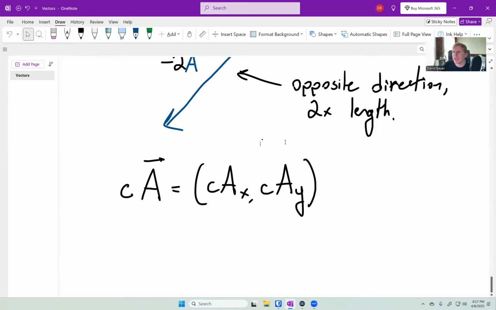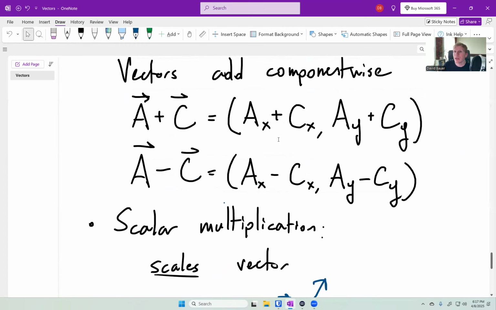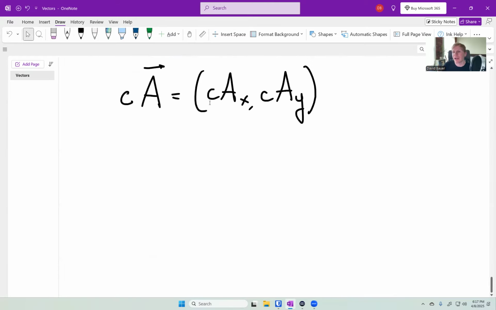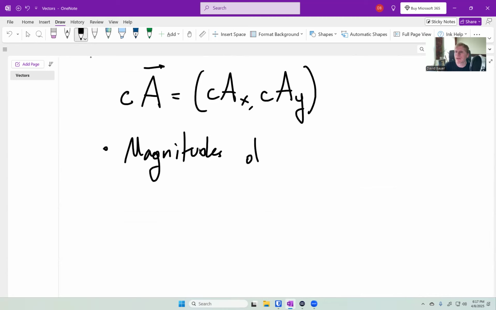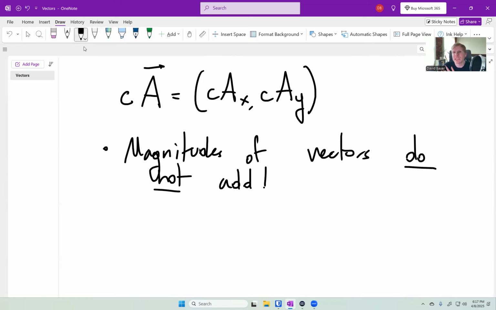The last thing I'll mention is just bear in mind that when we add vectors, you have to be careful because you might want to say that, if I add two vectors, that their magnitudes add up. And I want to warn you that that's not the case. Okay, and I just want to give you a simple example of that.